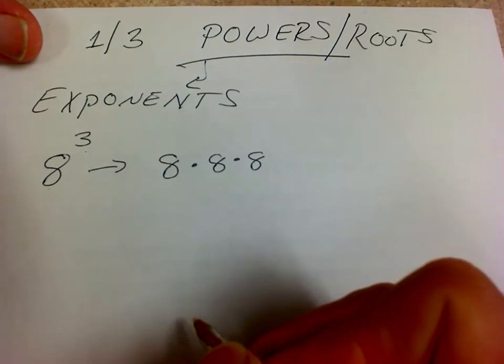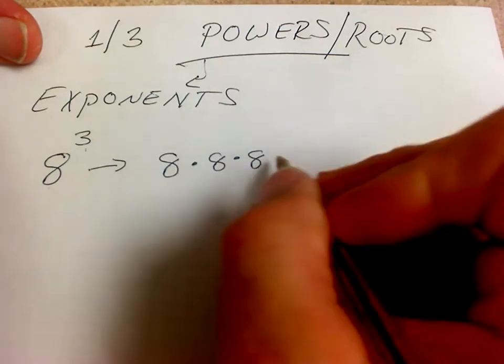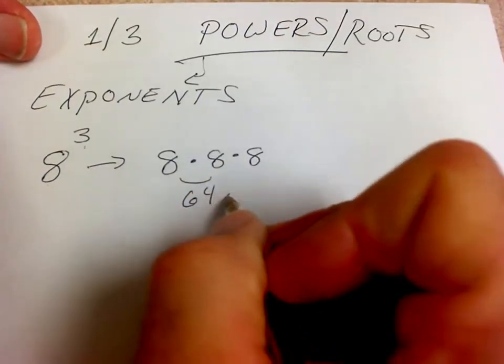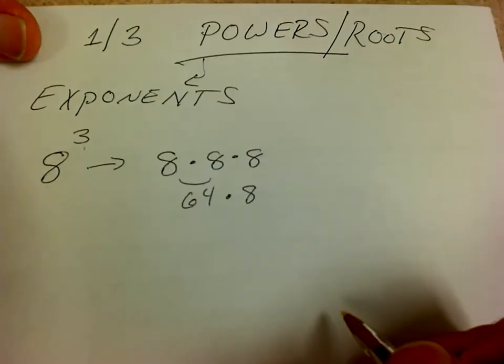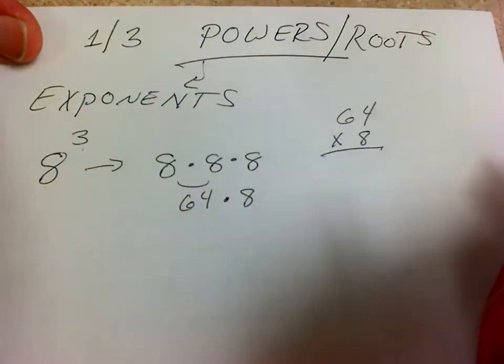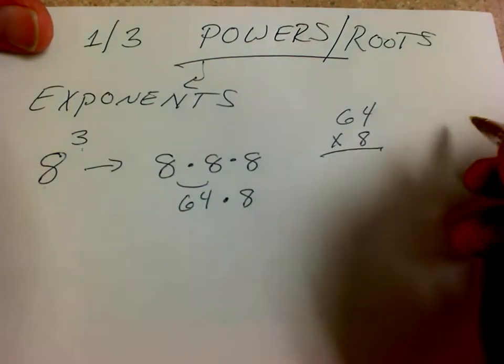So for this problem, we need to multiply 8 times 8 times 8. Now for most of us, we probably know that 8 times 8 is 64. 64 times 8, most of us probably do not know that. So hopefully somewhere on your homework assignment, I'm going to see some multiplication. You can do 64 times 8.